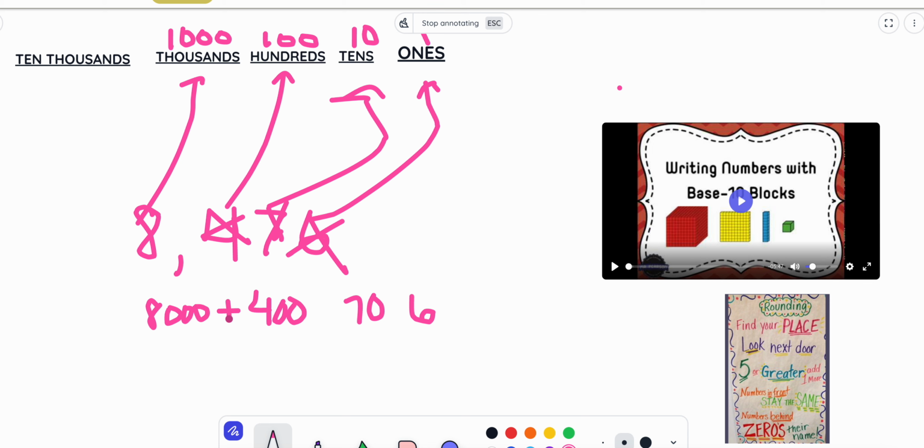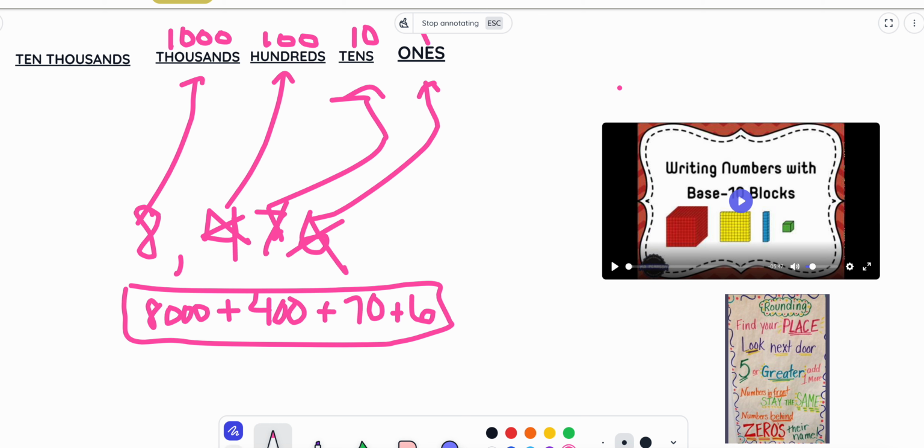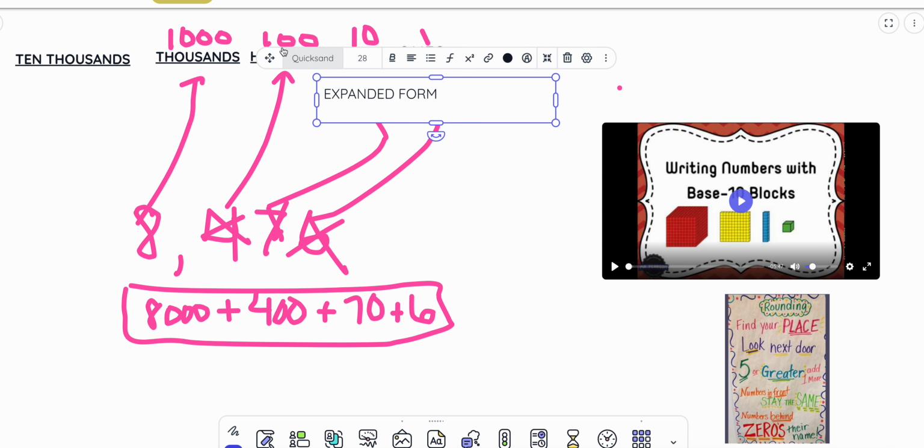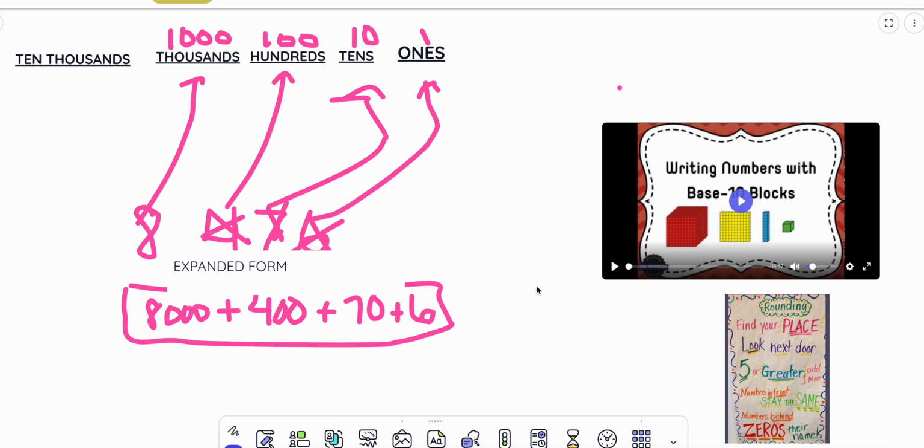And then if I put a plus sign in between all of my numbers, this is what expanded form looks like. Expanded form. I'm going to type that for us. Okay, so if a question says write this number in expanded form, and it gives you 8,476, what you would do is write it just like this: 8,000 plus 400 plus 70 plus 6, and use your place value chart to help you.